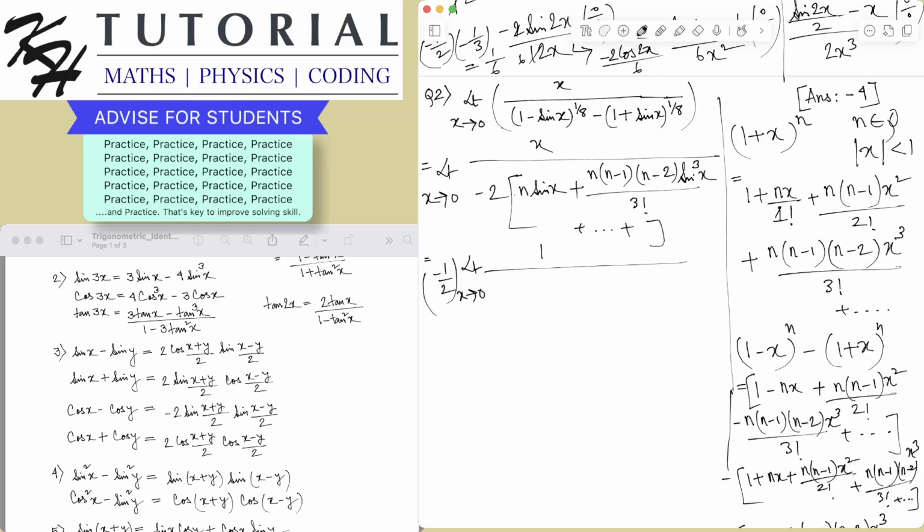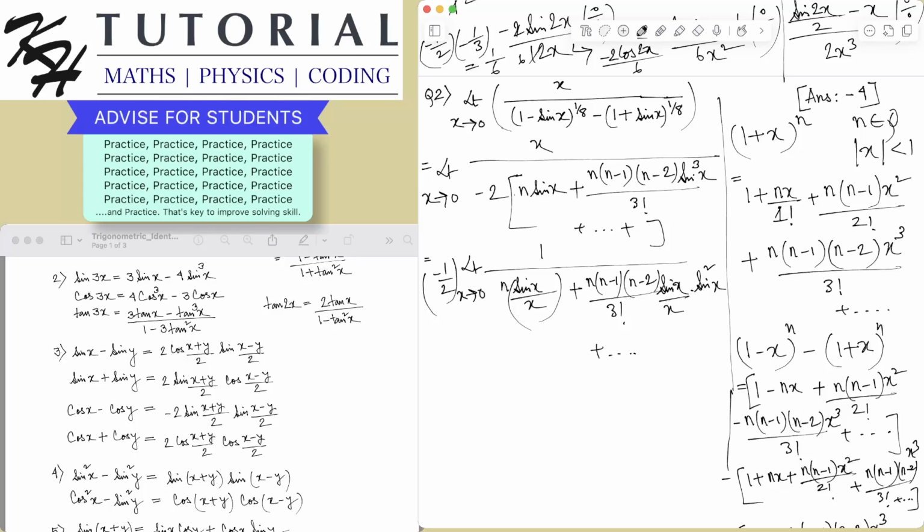So if I bring the x from the numerator downwards to the denominator, it will be n sin x by x, and then it will be n minus 1, n minus 2 divided by 3 factorial, and then sin x by x multiplied by sin square x.